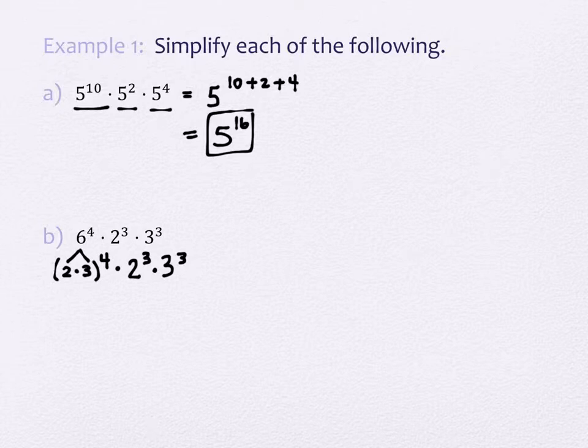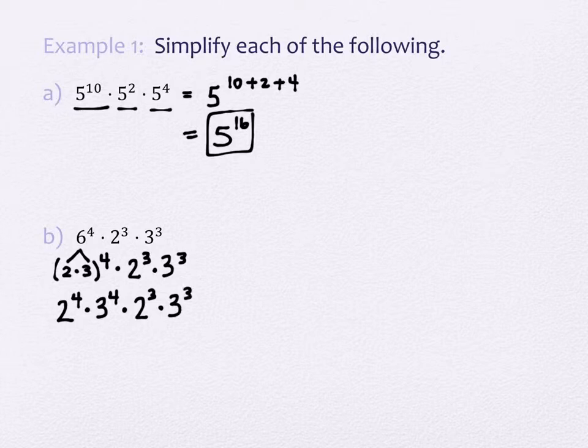Once it's written in that form, this should look like property number 4, a b to the m. Do you see that? 2 times 3 to the 4th. So I can distribute: 2 to the 4th times 3 to the 4th times 2 to the 3rd times 3 to the 3rd. Now, do I have some bases that match? Yes. Do they all match? Well, no. That's okay. So tell me one of the pairs that matches. 4. Good. 2 to the 4th and 2 to the 3rd.